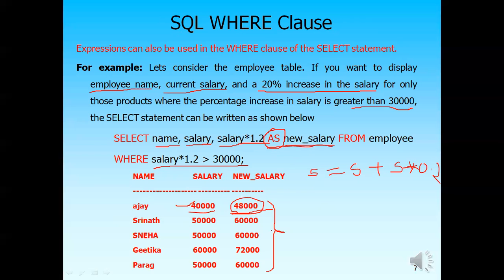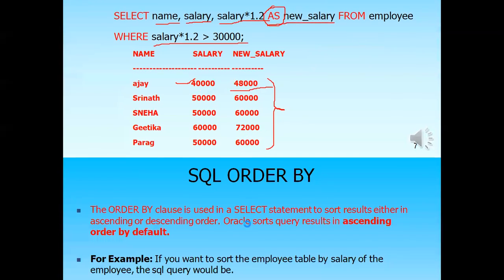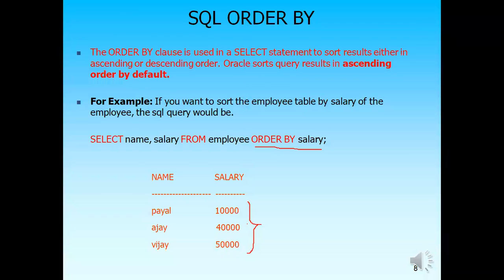So if you observe these records, all the employees are retrieved, or selected, that have an increased salary greater than 30,000. So here it is 48,000, here 60,000, 60, 72, and 60. So like this, you can solve many queries as per your requirement. Then like your where clause, you can also use the order by clause with this select query.